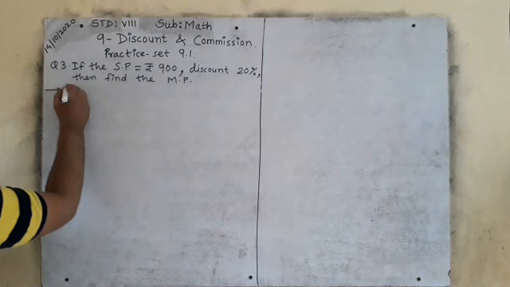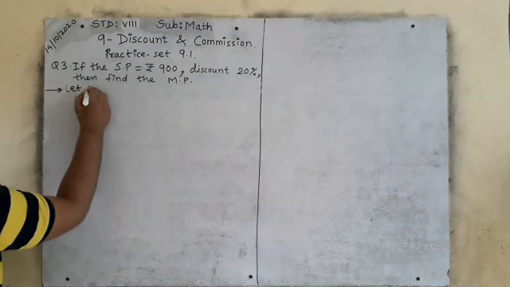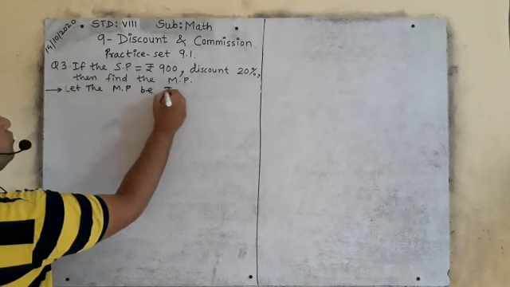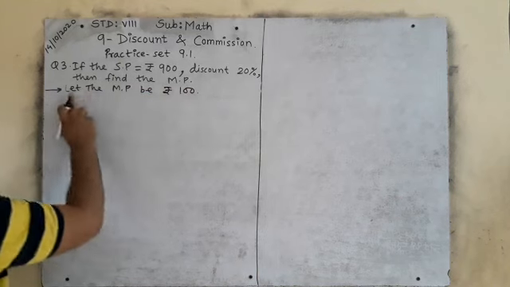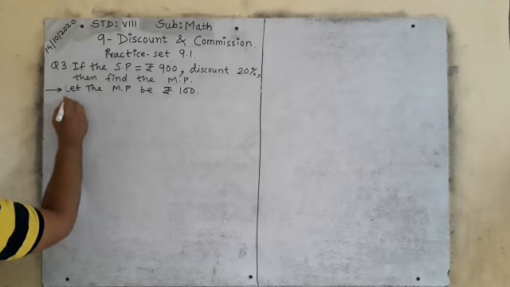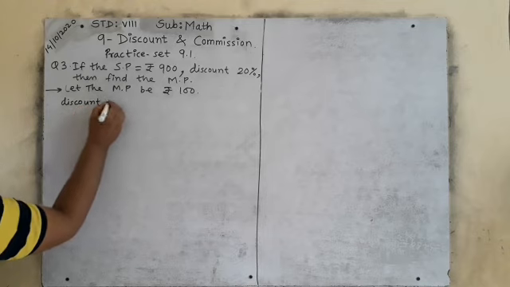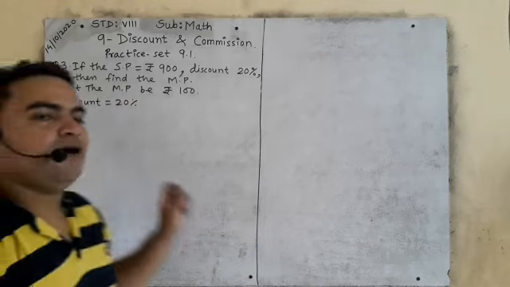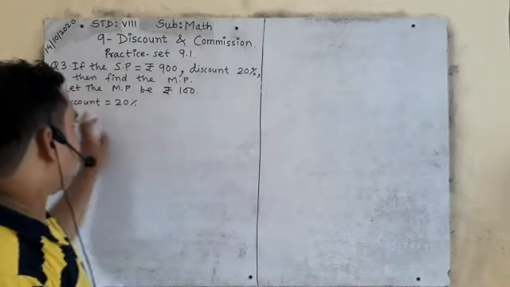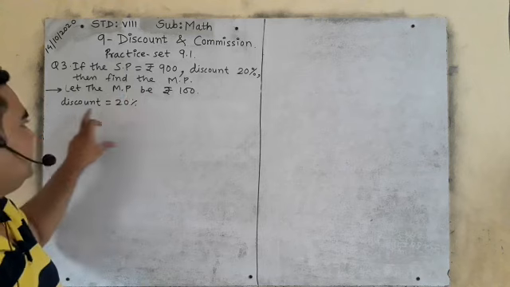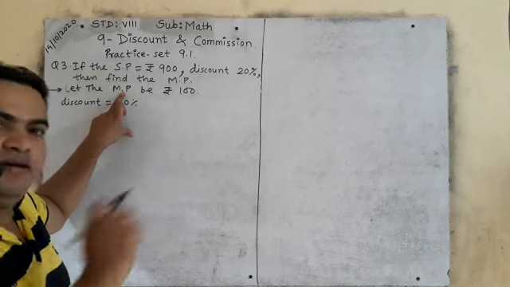Okay, look here. I will consider here, let the mark price be rupees 100. Okay, let the mark price be rupees 100. And then how much discount you got? Discount is equal to 20%. But we have to find discount in rupees. So discount we can find in rupees on mark price, right?